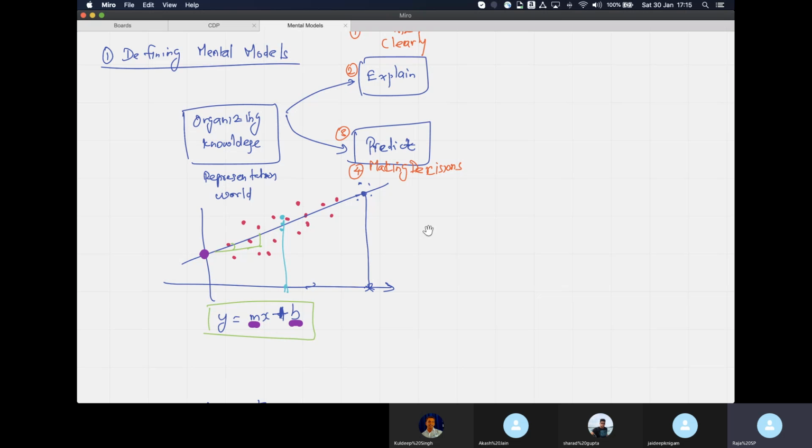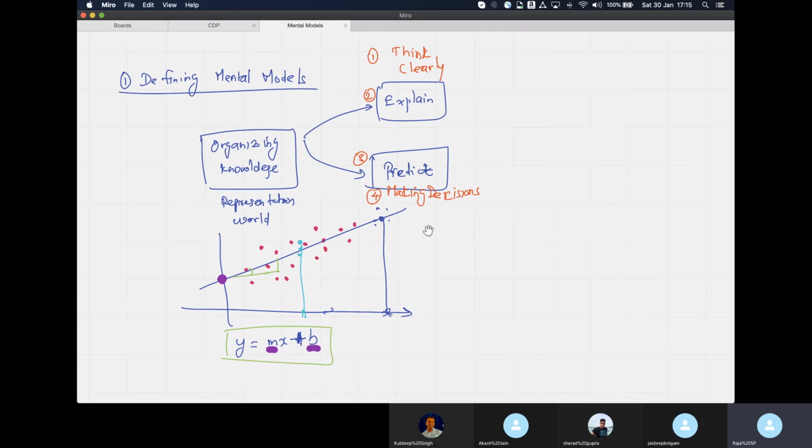So if anyone is saying this is my mental model, you can use this 1, 2, 3, 4 to understand how accurate is the model or how efficient is the model. Is it helping to think clearly? Is it helping us to explain the current world? Is it helping us to predict the future, or even making some tough decisions? Then that particular model, you can say it's a mental model.